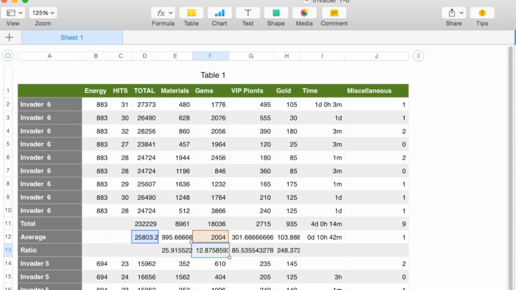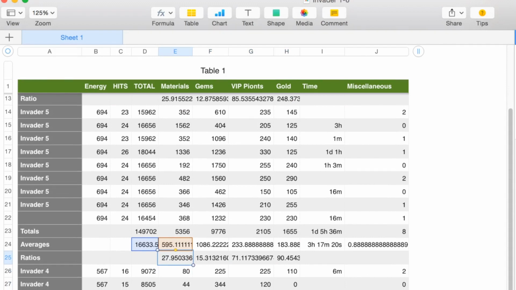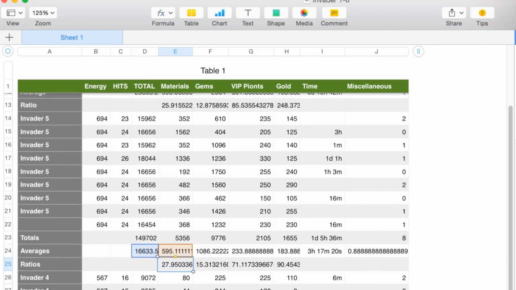And then of course the VIP points and the gold. You go down, you can see that the ratio for 5 is about 28 versus the ratio of a 6, which is about 26. So there isn't much of a difference here, guys. It's a little better, as it probably should be, but it's not horrific.